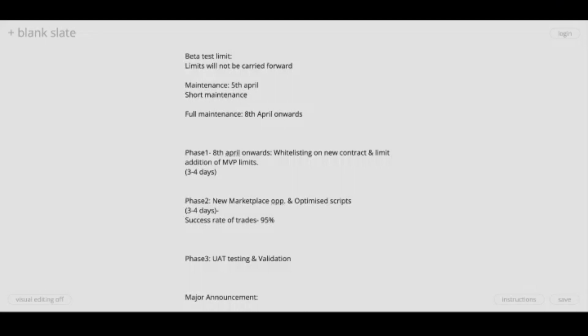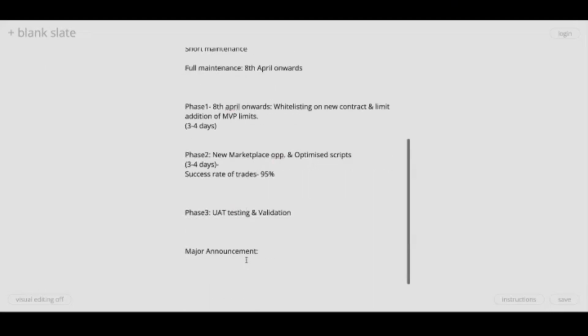So after these three phases, all of us as a community will start the trades on boomerang.trade as a decentralized application. So this is how it will execute, and like we planned, this is how the transition of beta to MVP will take place. Now, the good news for you.